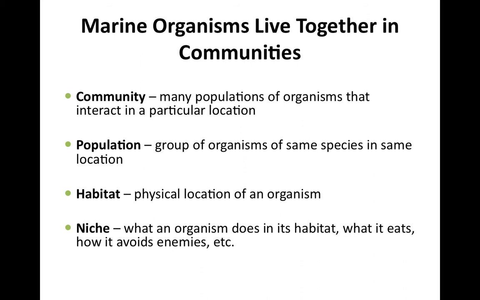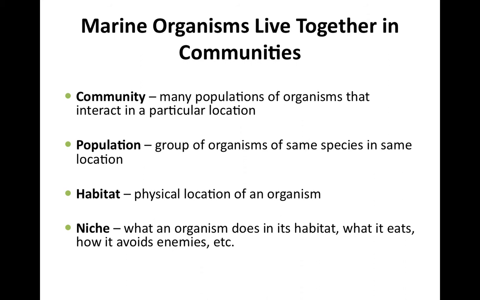And that reef also acts as a community in this case, because a community is when you have many populations of organisms that interact in a particular location, in a particular habitat. For example, a coral reef is an excellent example of a community, because you have many different populations, many different groups of the same species, interacting with each other in the same habitat. So when we talk about pelagic communities, we're talking about different populations of species living in a community, interacting with each other in the habitat that is the open ocean, the water column.